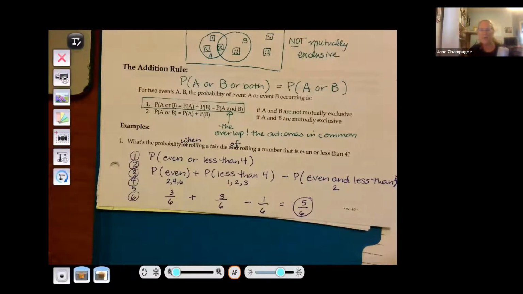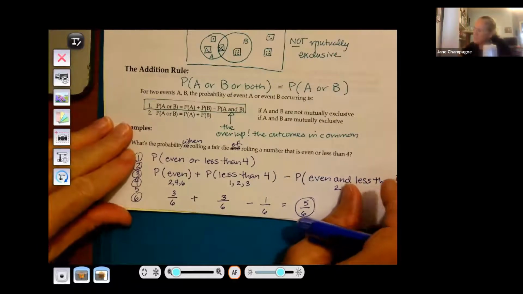Trying to keep my chat open so I can see what's up. All right. Next page.